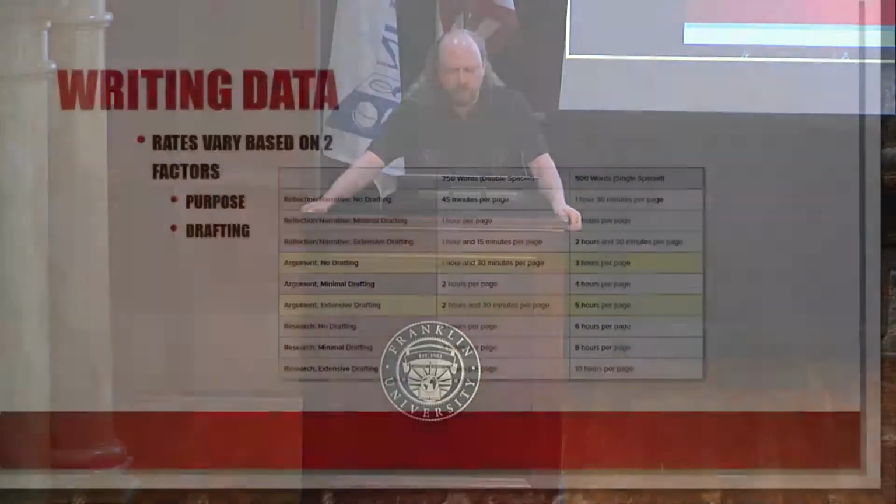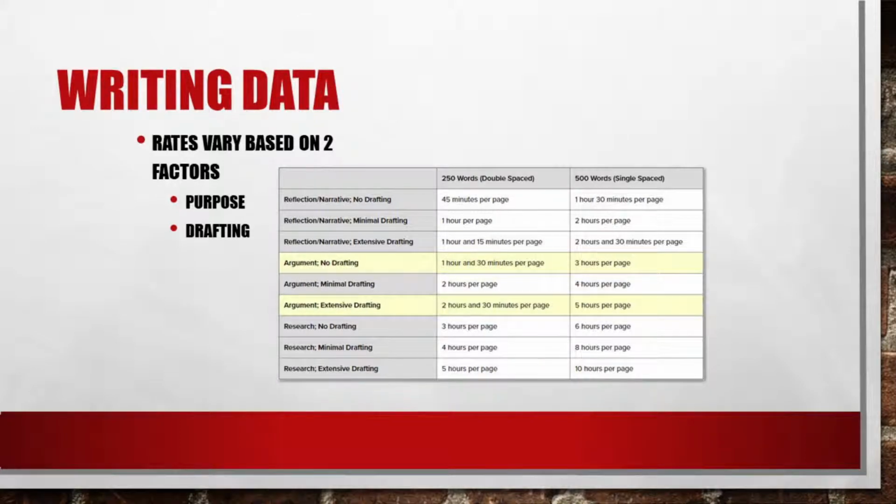For the writing data, it's based on 2 factors. That is the purpose of the writing, so what kind of writing it is, whether it's reflection or narrative writing, which goes a little faster, argumentative, where you have a point that you're trying to make, or research, where you're really trying to take in a lot of information from varied sources and process it together. And then the degree of drafting. So if you're expecting a fair bit of editing involved versus if you're not expecting a lot of drafting, maybe something like discussion posts.